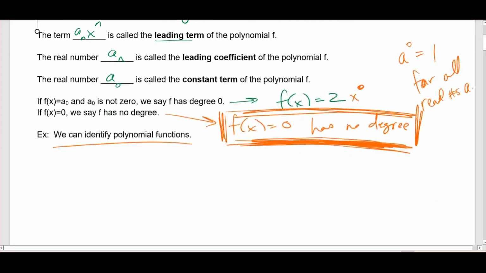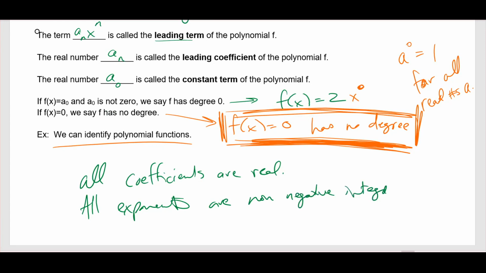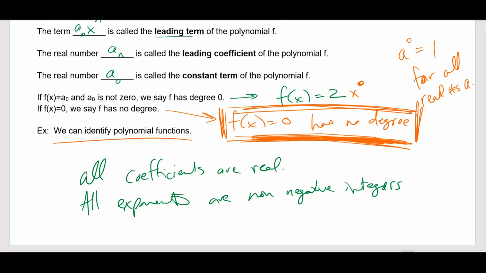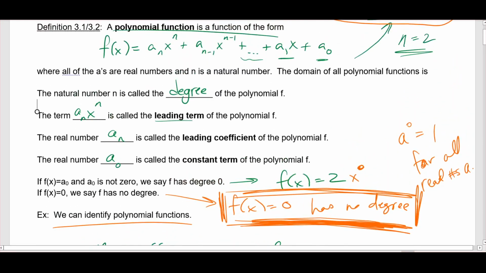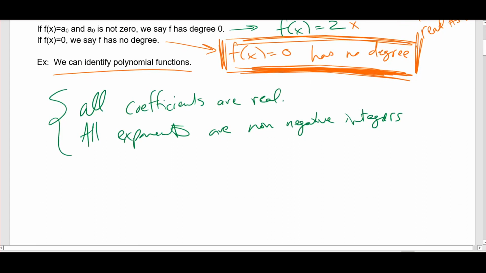Okay, so we can identify polynomial functions. Exercises like this, we're just going to have to say that all coefficients are real and all exponents are non-negative integers. Now, as long as we verify those two things, which is essentially what we were saying with all these a's are real and n is a natural number, if these two things are true about our candidate for a polynomial, then we're going to say it is a polynomial function.